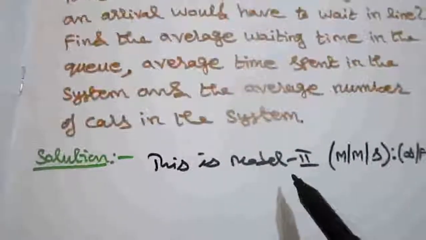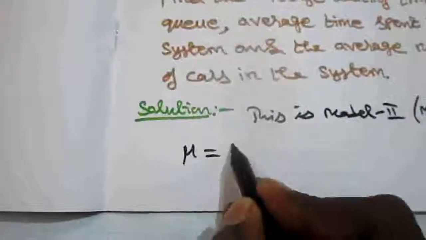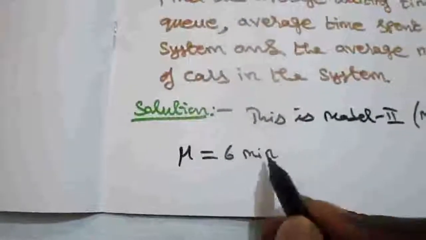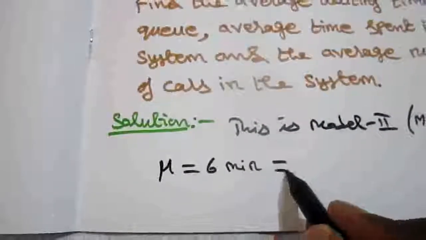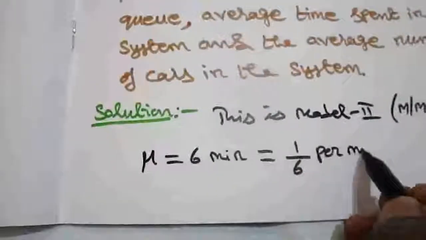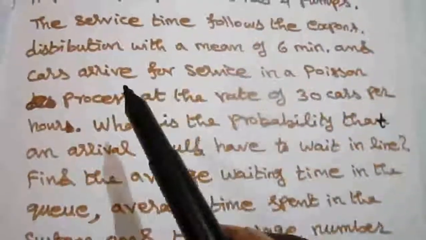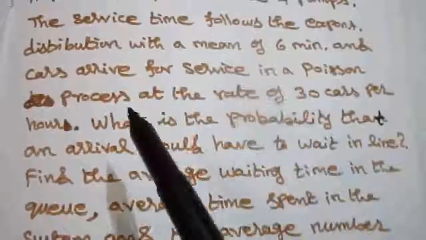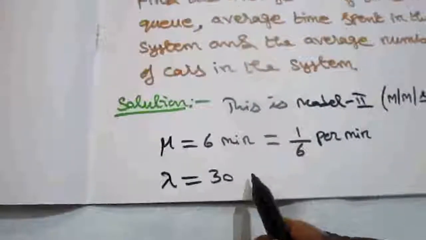So this is model 2, and the service rate is given as 6 minutes, so mu is equal to 6 minutes. But I want to convert it into the number of customers per minute, so this is converted to 1/6 per minute. And the arrival rate, the cars arrive for service in a Poisson process at the rate of 30 cars per hour. So lambda is given by 30 per hour.